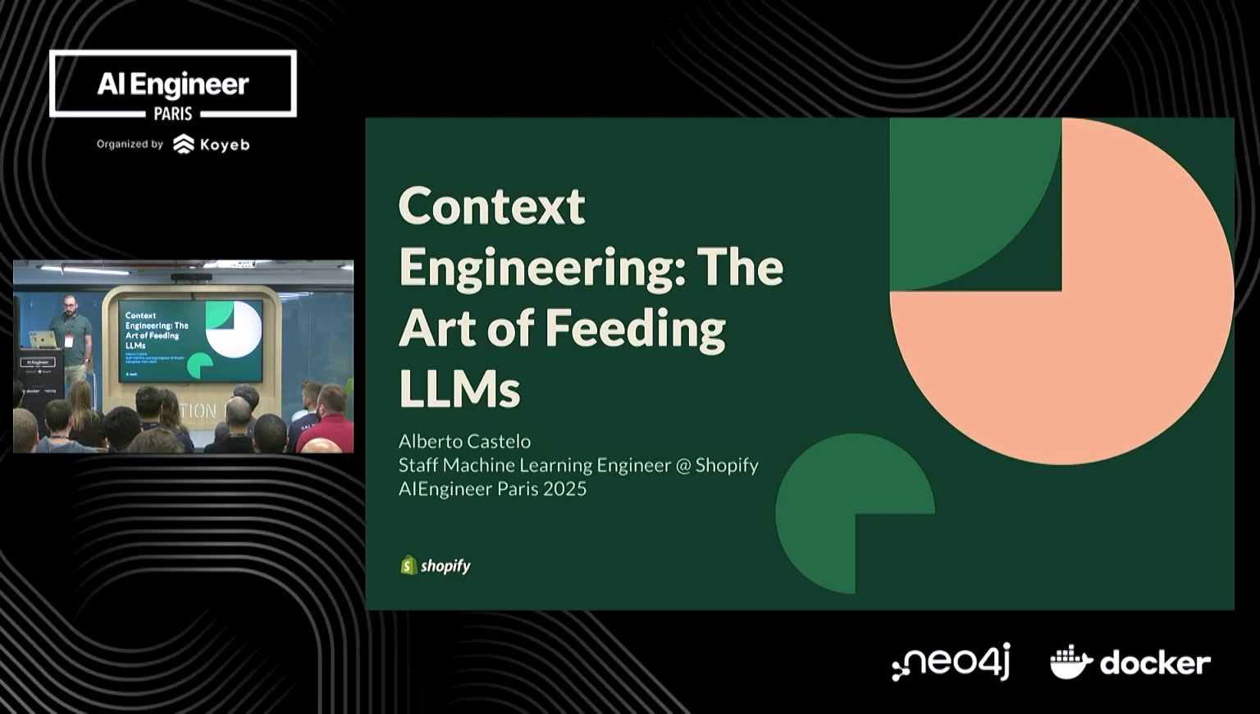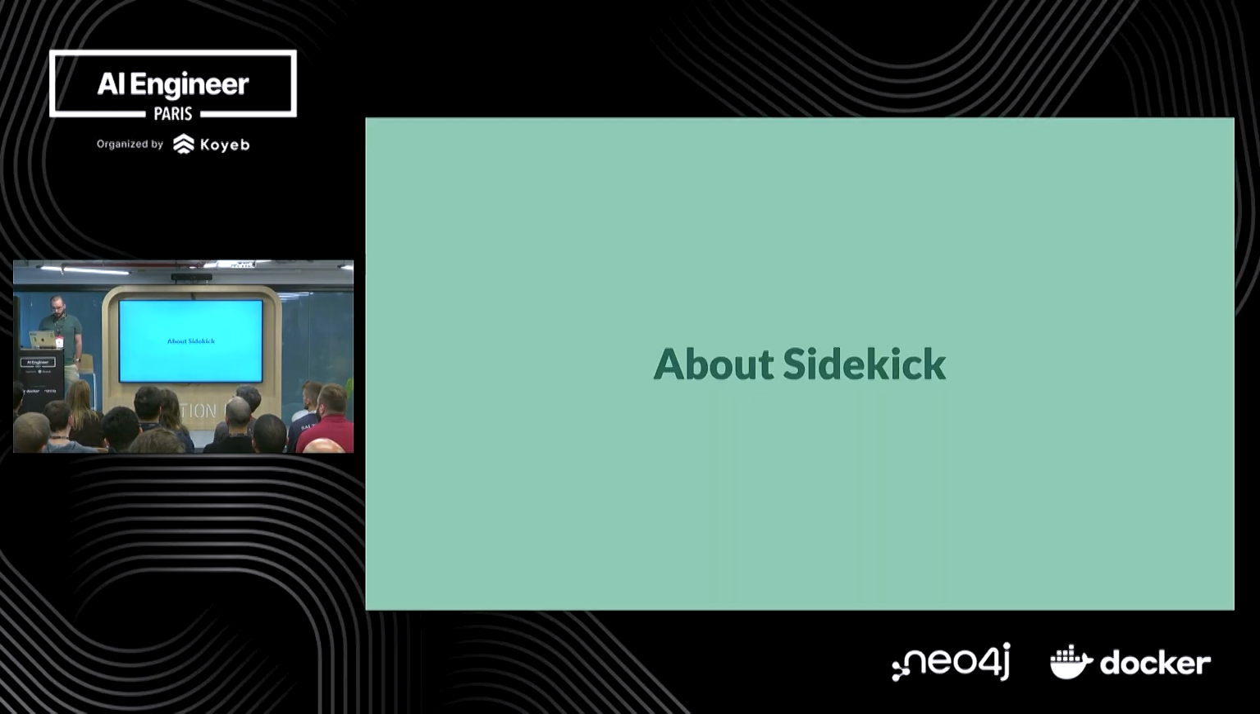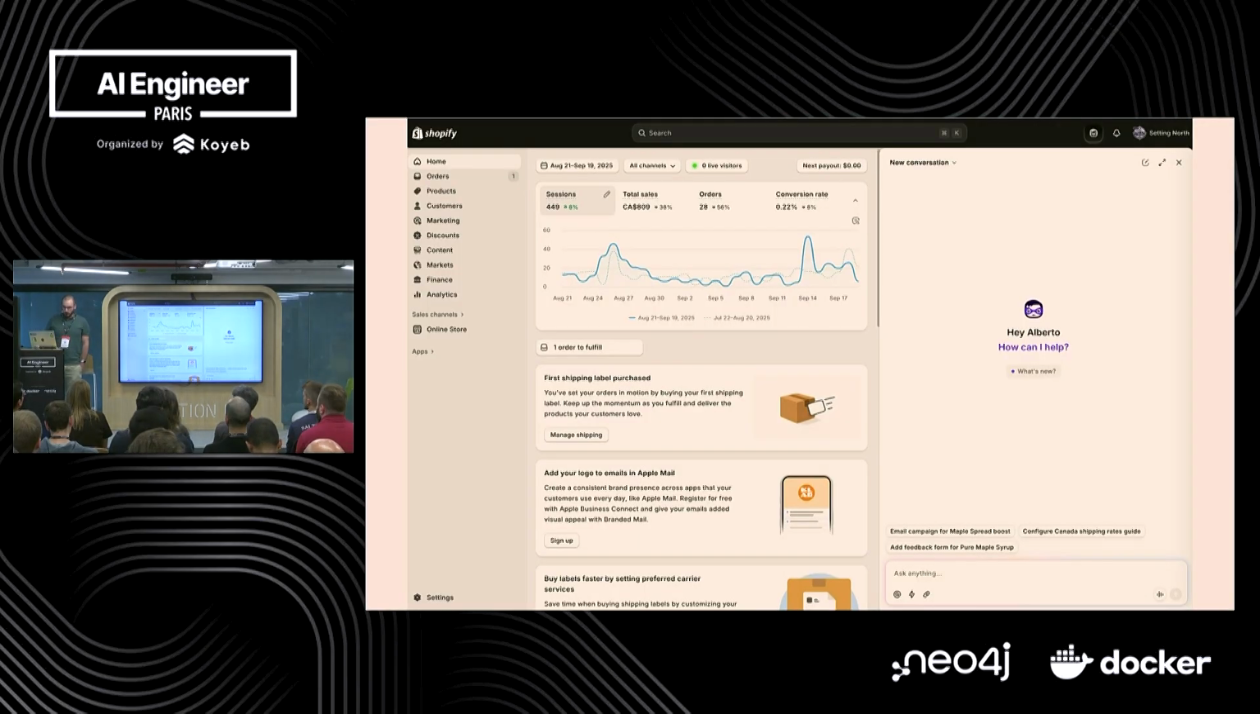Today I'm going to talk about Sidekick, which is the assistant that I'm currently working on. So a little bit about Sidekick and about Shopify. This is the admin page for Setting North. Setting North is a real business that sells authentic Canadian maple syrup. And this is the homepage for Shopify, where merchants can operate their business. They can see their main business metrics and KPIs, but also on the left side, they have all the tools they need in order to manage inventory, fulfill orders, manage markets, different sales channels, and so on and so forth.